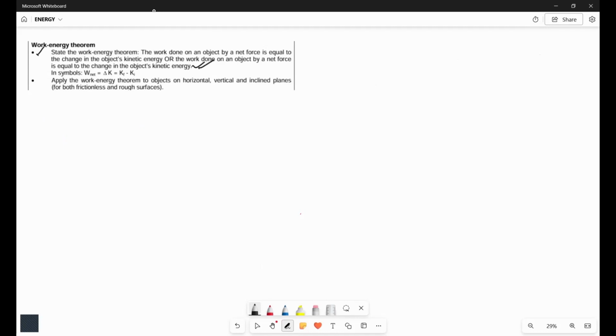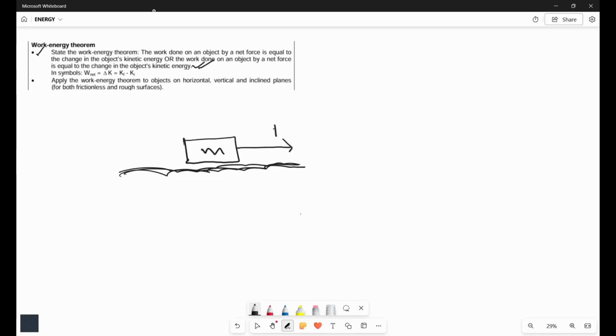All right, now let's make an example. Let's start with a basic example. Let's say here we are on a rough surface. Remember, when you say a surface is rough, it means we have what? We have friction.